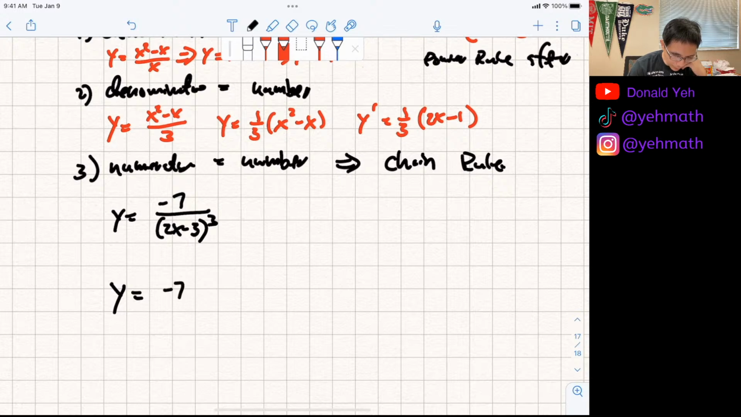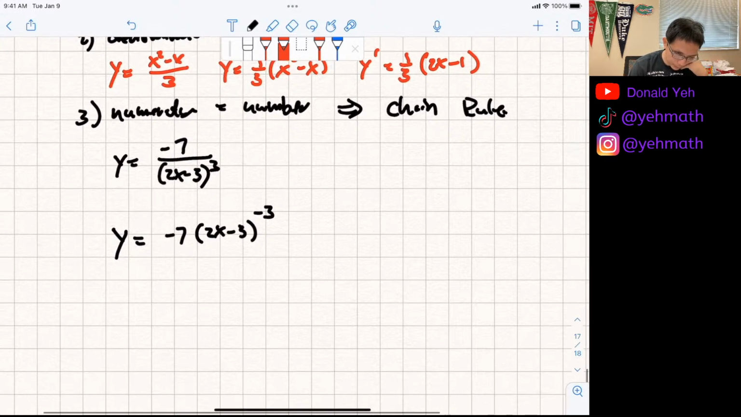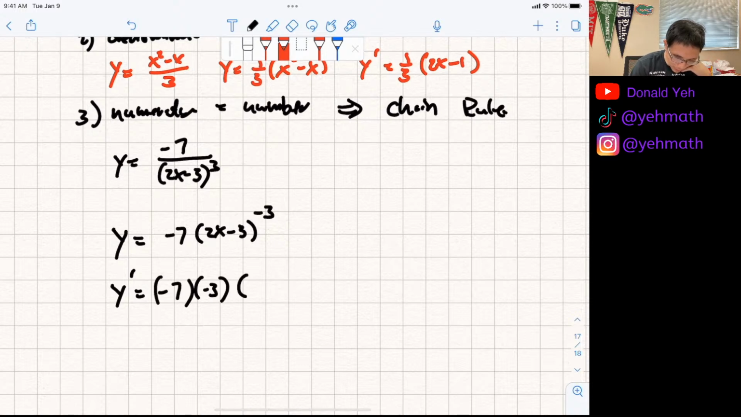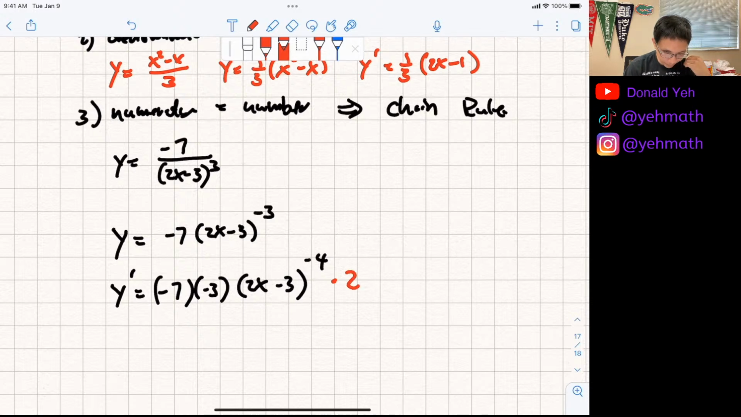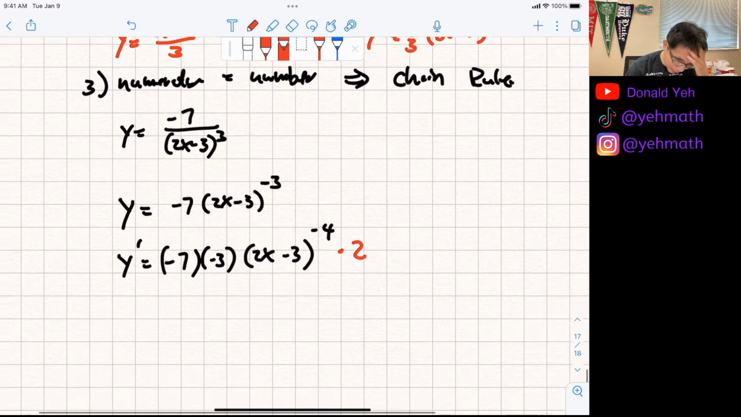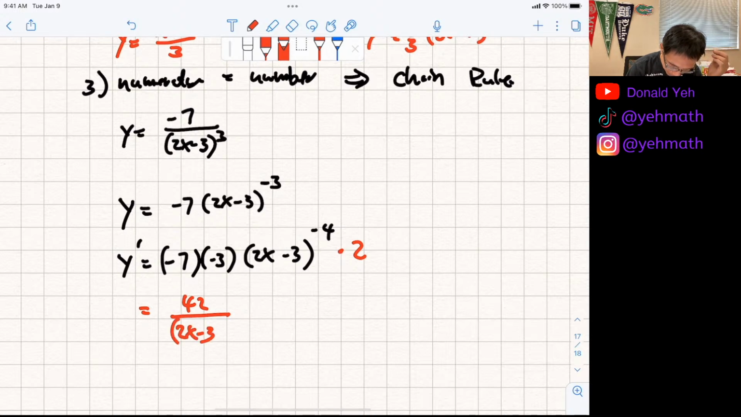So can I move this to the top? Okay, I love the positive vibe there. Negative 7 times negative 3 times 2x minus 3 to the negative 4. Now, did you figure something? Multiply the derivative inside, right? So the derivative inside is 2. So this one is going to be 42 over 2x minus 3 to the 4th power. So that's how you take a derivative of this.